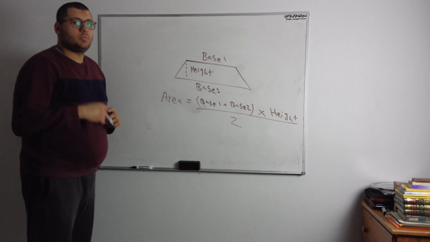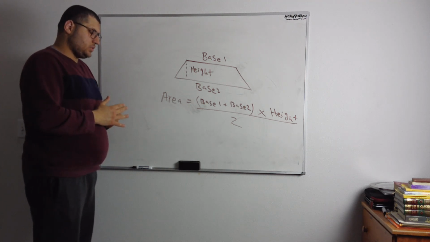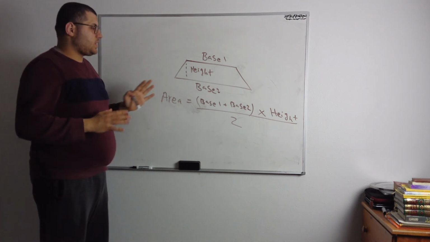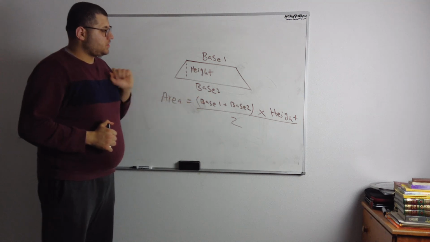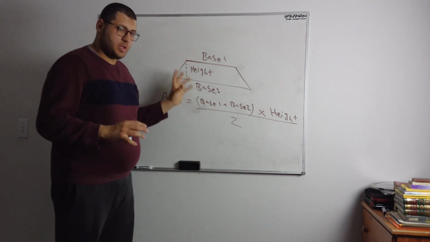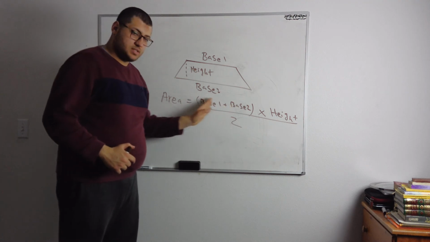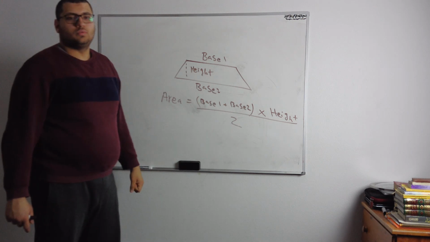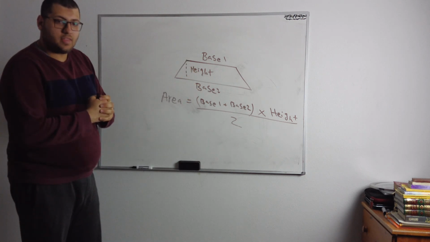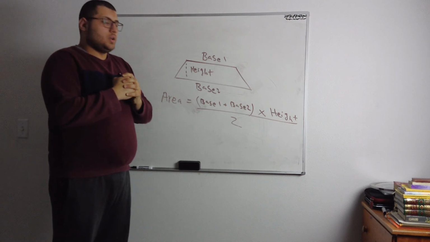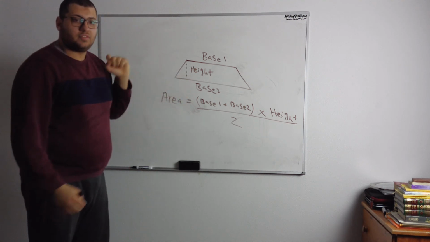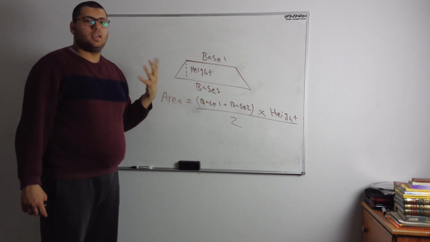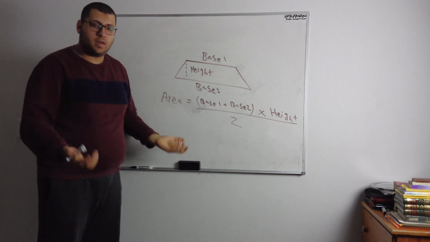It's just like a triangle. Remember how we found the area of a triangle? You take the base times the height and then divide by 2. In this case it's different, because we have two bases and it's a different shape. So we take the two bases, add them together, multiply that by the height, and divide by 2. Base 1 plus base 2, we get that sum, multiply it by the height, then divide by 2. Three steps: add the bases, multiply by the height, divide by 2.